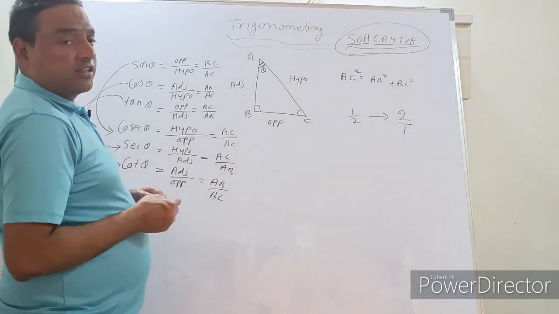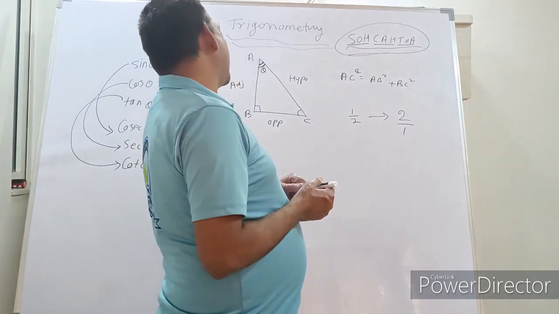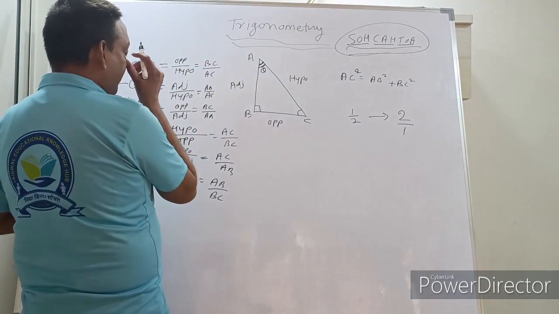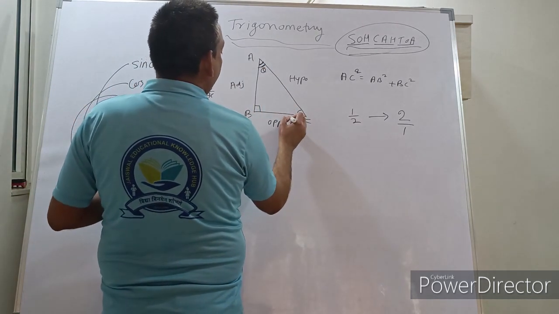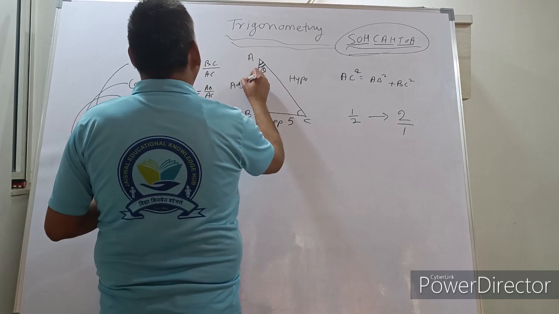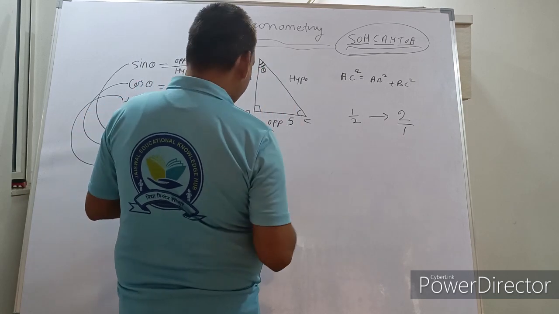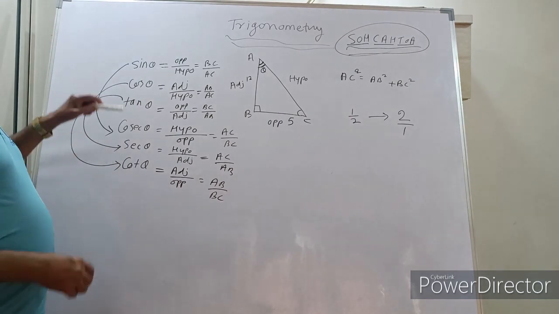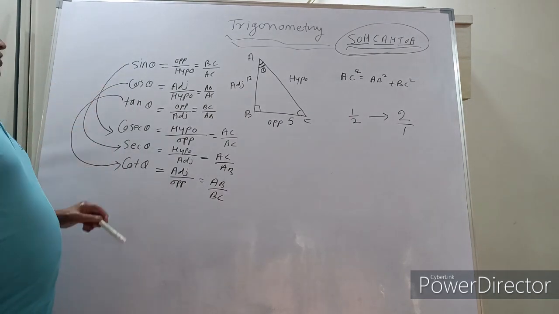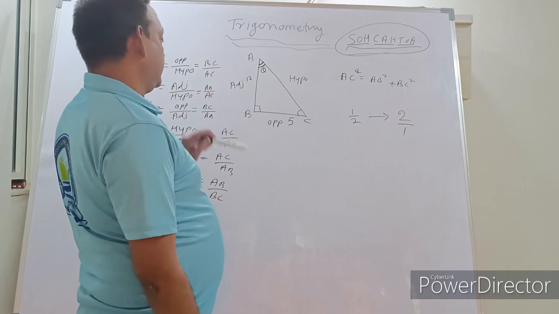Now what else can they give? They can give any two sides of this triangle, or they can give all three sides. Now suppose this is 5 centimeter, this is 12 centimeter, and they ask you to find the sine, cos, tan, cosec, sec and cot of angle C.